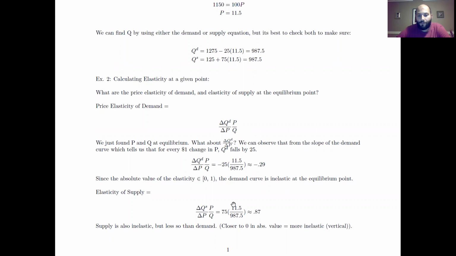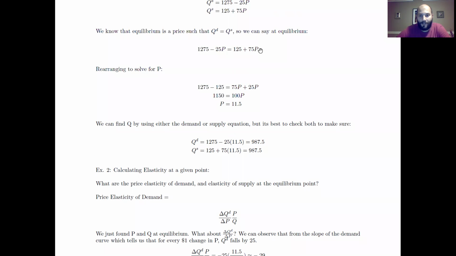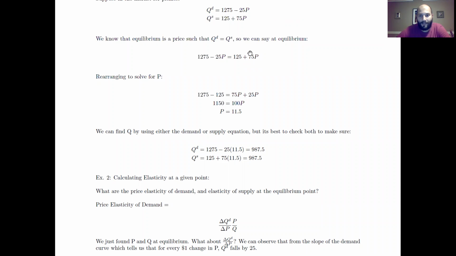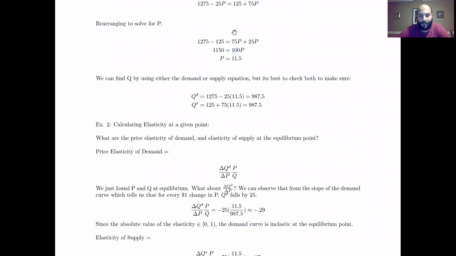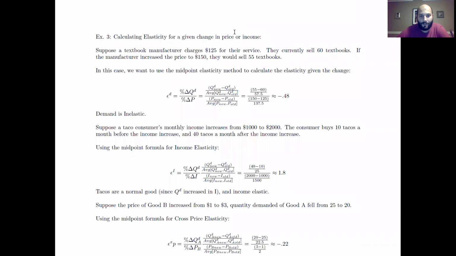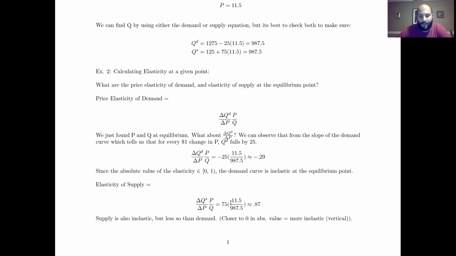All right, elasticity of supply. Once again, we've already found P and Q, so we can plug those in. We need our change in quantity supplied when we have a change in price. We can find that from the supply curve. We know that for every unit change in price, we get a change of 75 in quantity supplied. So we plug our 75 in, calculate this, we get 0.87, meaning supply is also inelastic, but it's less inelastic than demand. Closer to zero in absolute value means more inelastic.